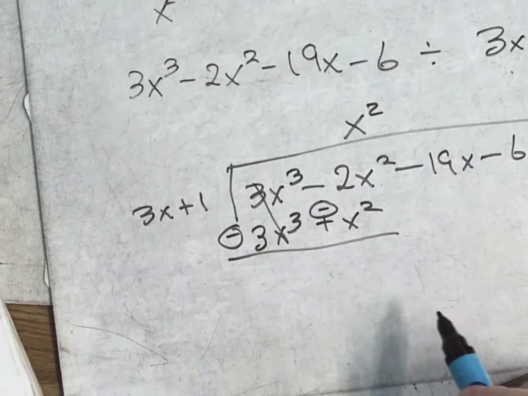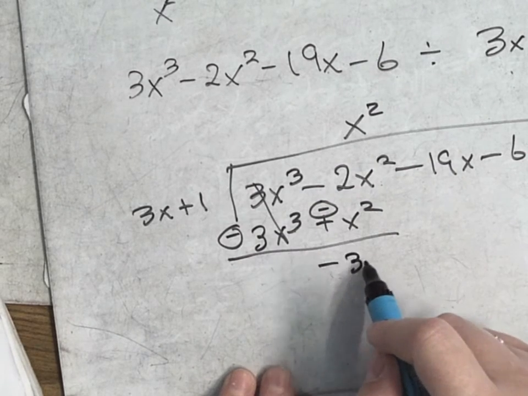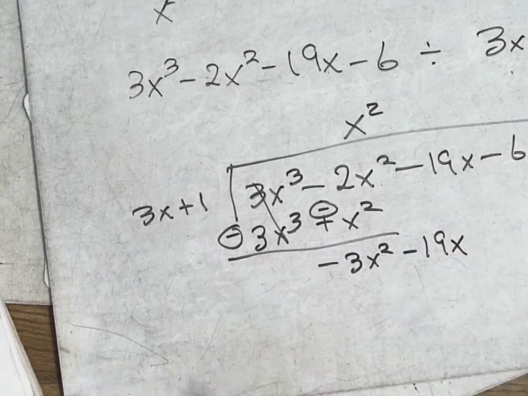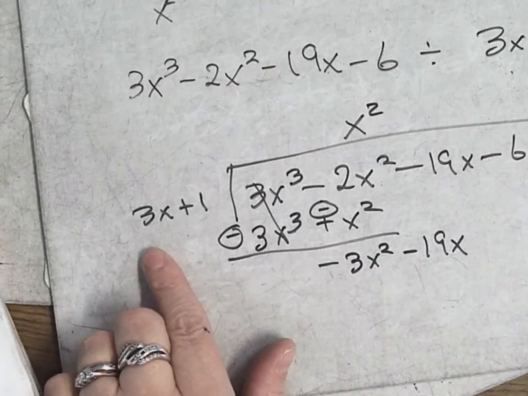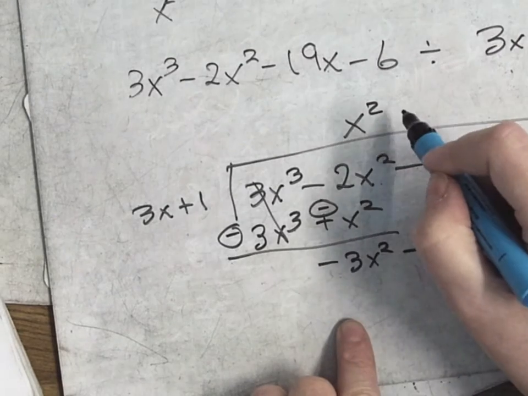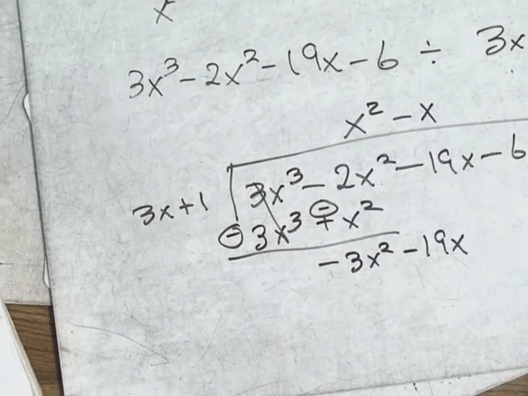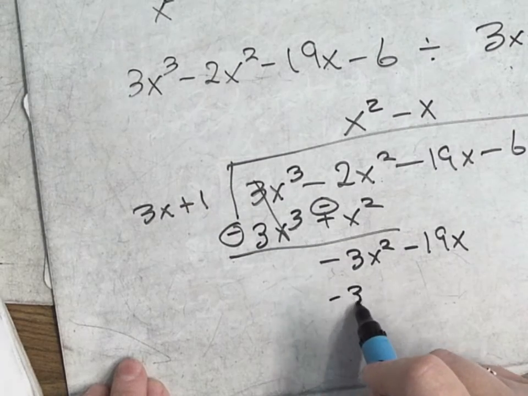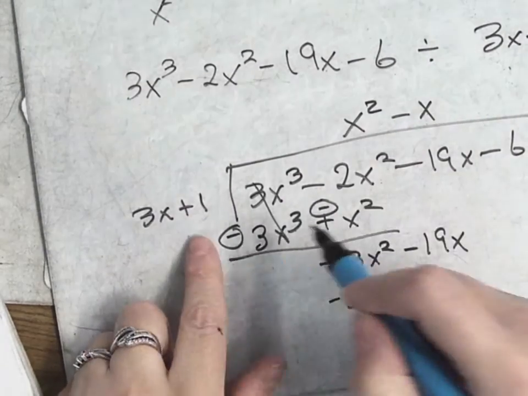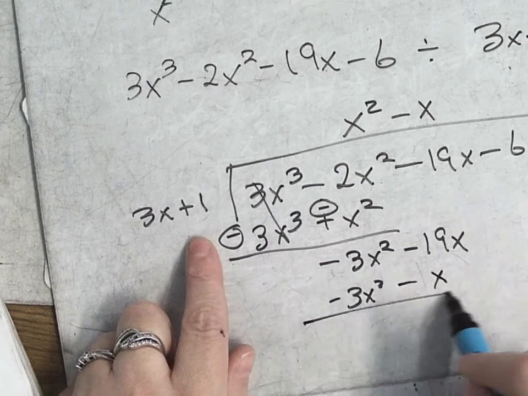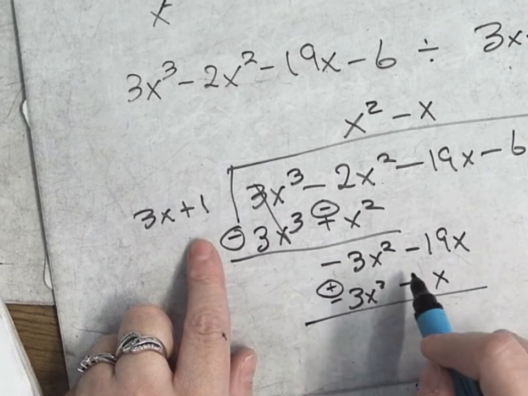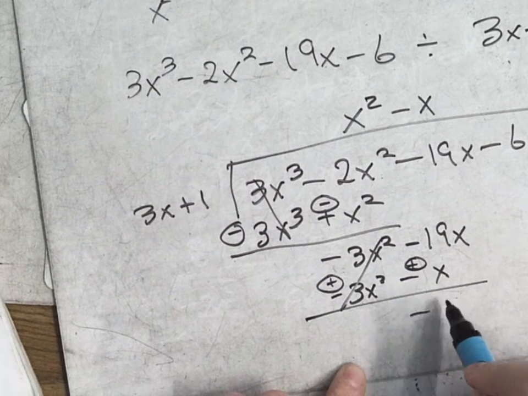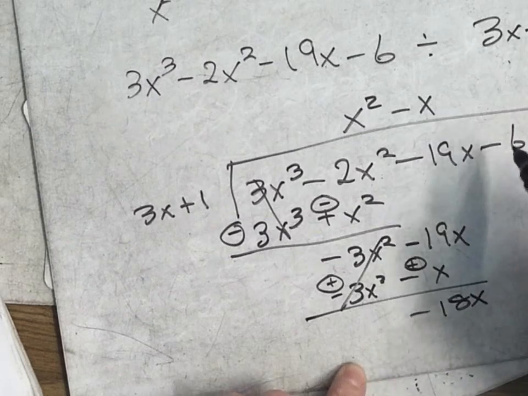They cancel. Minus 2x squared minus x squared is minus 3x squared. Then bring down the next term, minus 19x. So you do first term into first term. So 3x into minus 3x squared will go minus x times. Okay, multiply. Minus x by 3x is minus 3x squared. Minus x by plus 1 is minus x. Change the signs, that becomes a plus, that becomes a plus.